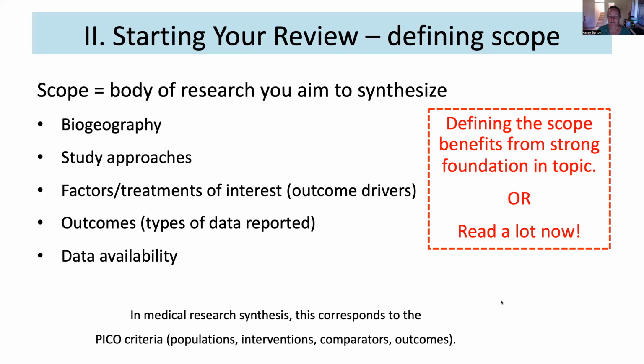Now, defining the scope is so hard if you don't know the literature well to begin with. So this is the step that's probably the most tricky if you're relatively new to a field. And I would say the only way to do it is to start reading, right? The more you read, the more you get a sense of what are the extent of these factors in terms of how much diversity there is in the literature and how much you think they're going to matter to the outcome of the question that you're trying to review.